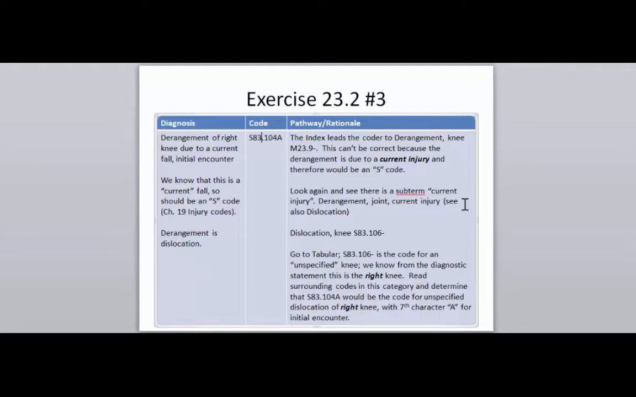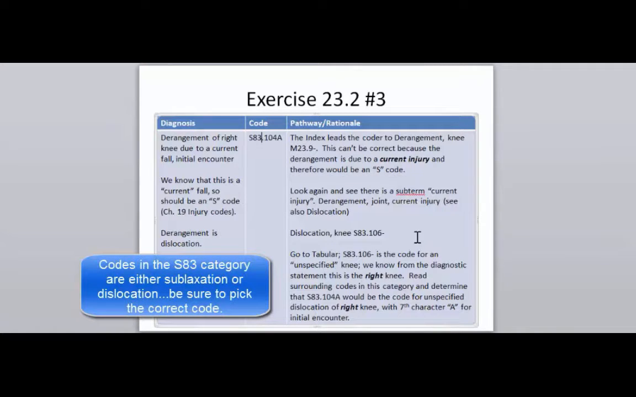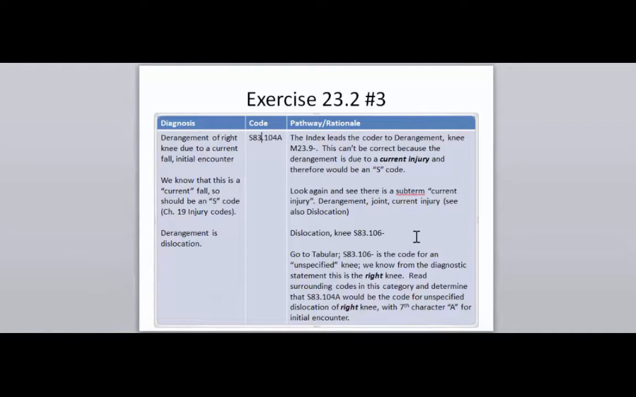Actually, it says see dislocation. Again, you go to the next step, dislocation knee, and there you get it. 7th character A is your initial encounter, and the 6th character 4, in this case, is the right knee.